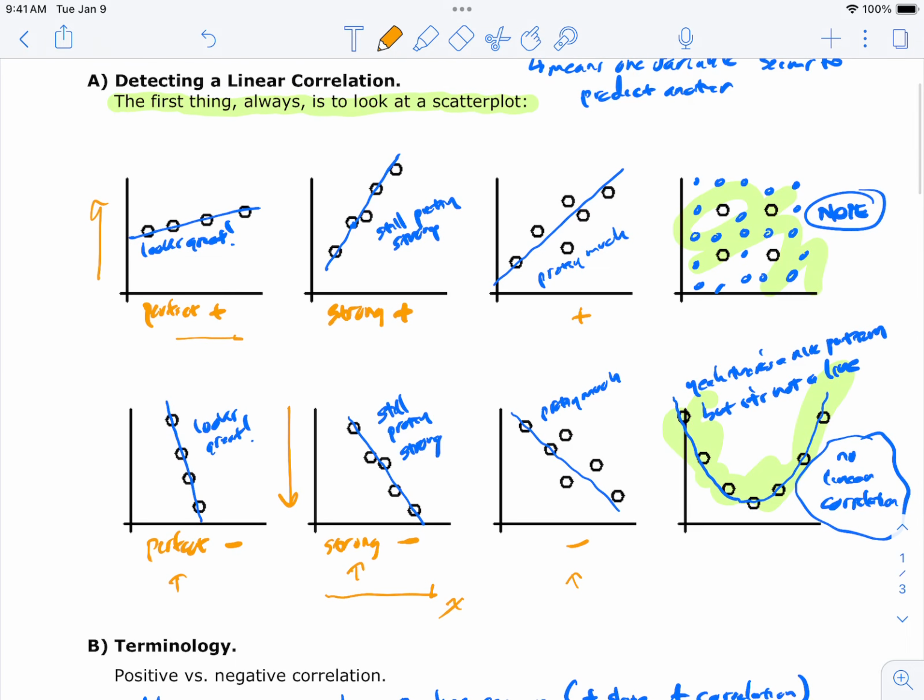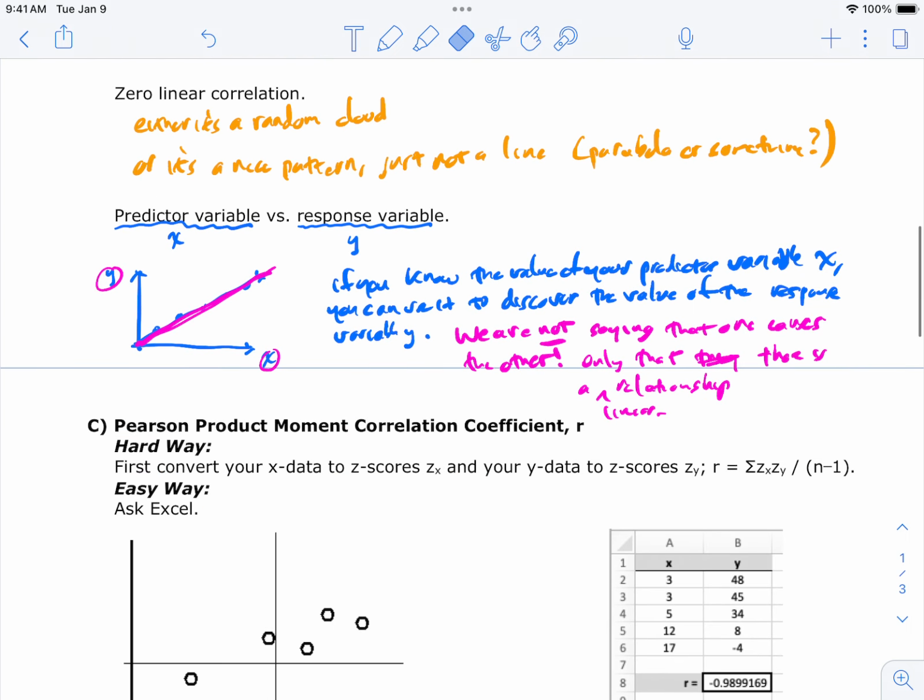And I want to emphasize this. The best way to find out if you have a linear correlation going on is to graph the darn thing. Just make a graph, because that will give you an intuitive feel for whether one predicts the other. Is there a strong linear correlation? Could I fit a nice line to these data points or not? Okay. What's going on here?